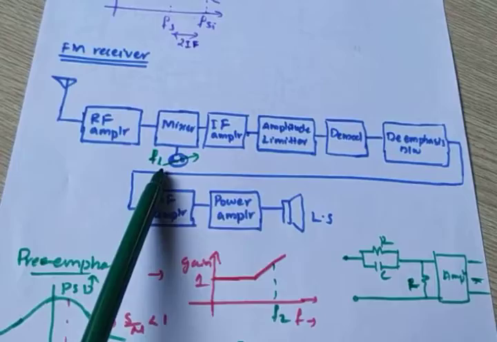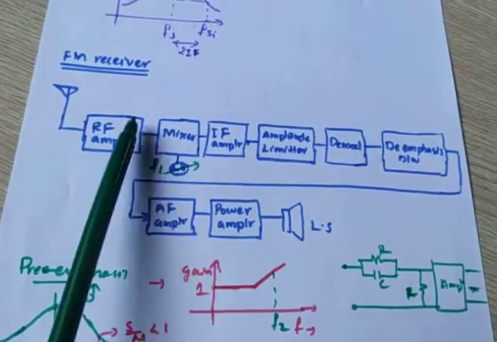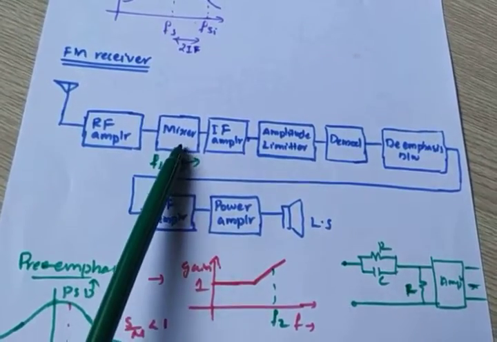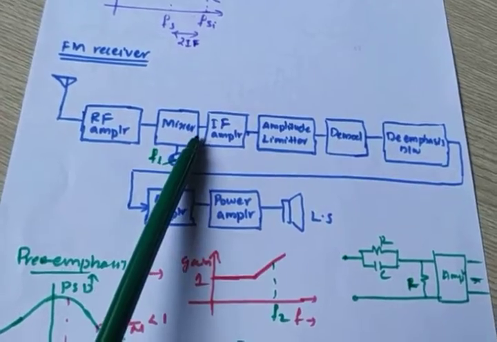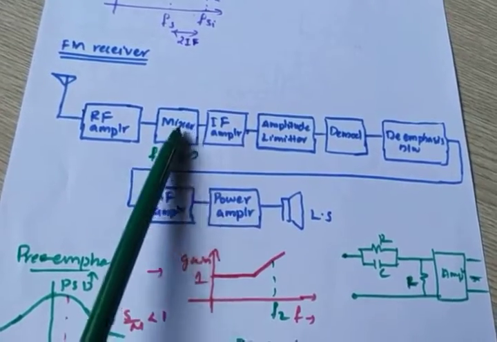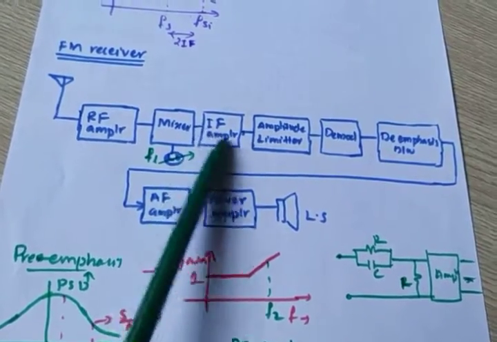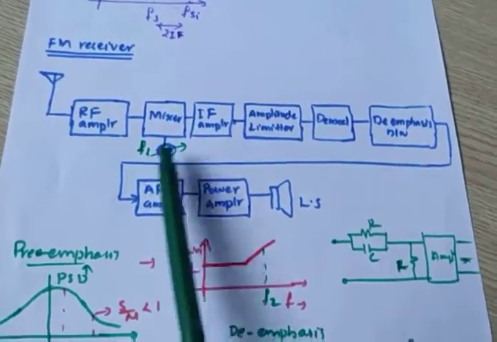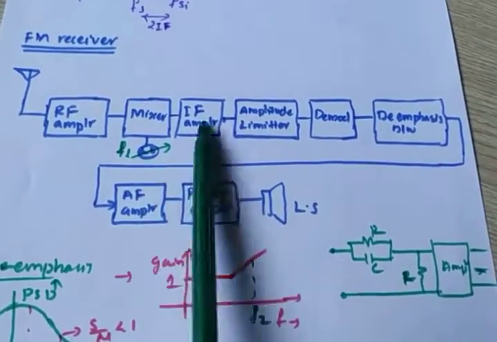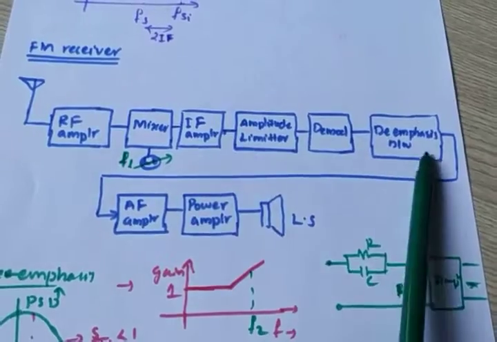The local oscillator frequency is there, and the signal frequency and local oscillator frequency are compared in this mixer, and it is down converted to an intermediate frequency, and that intermediate frequency is amplified with this IF amplifier. Till here you know from the previous diagram. Now what is the difference here?